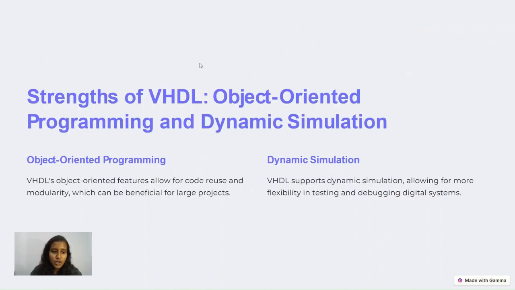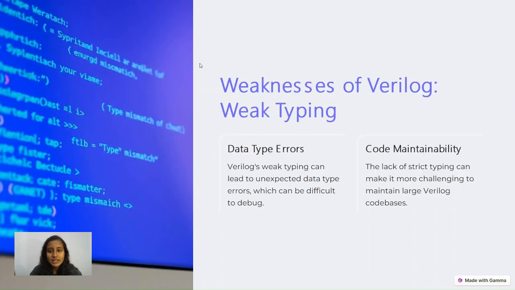Strengths of VHDL: object oriented programming and dynamic simulation. Object oriented programming. VHDL's object oriented features allow for code reuse and modularity, which can be beneficial for large projects. Dynamic simulation. VHDL supports dynamic simulation, allowing for more flexibility in testing and debugging digital systems. Weaknesses of Verilog. Weak typing. Data type errors. Verilog's weak typing can lead to unexpected data type errors, which can be difficult to debug. Code maintainability. The lack of strict typing can make it more challenging to maintain large Verilog code bases.